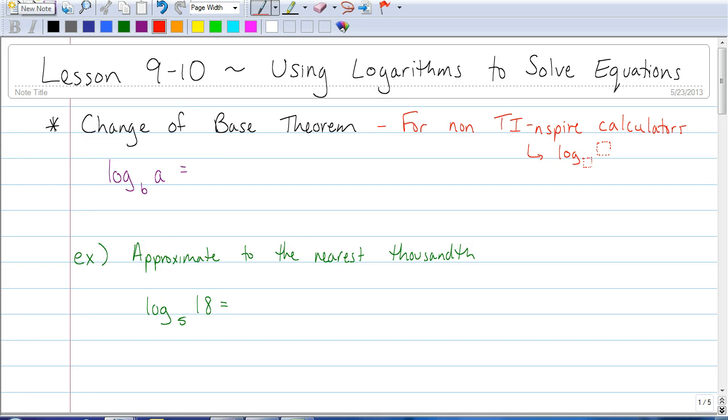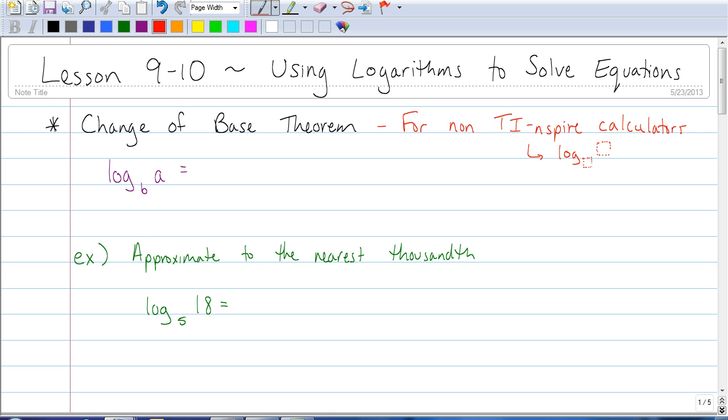Okay, in this lesson we're going to be learning how to use logarithms to solve equations. Now in order for us to be able to do that, we're going to have to know how to use what's called the change of base theorem, especially for those of you that are using a scientific calculator, not one of the TI Inspire calculators.